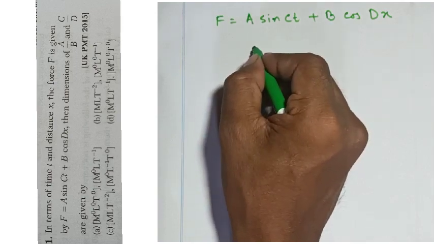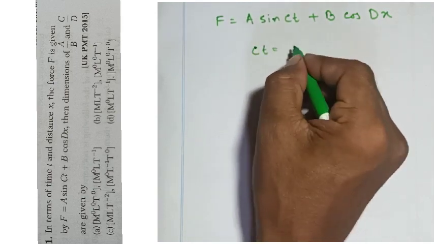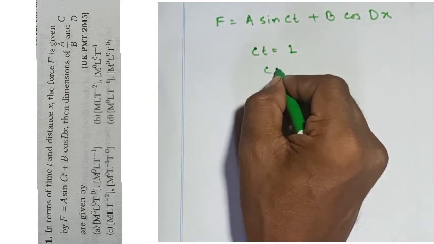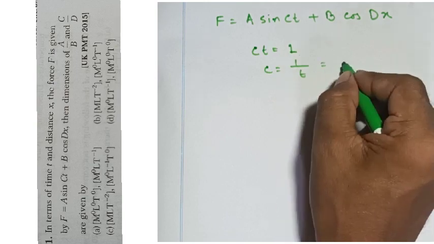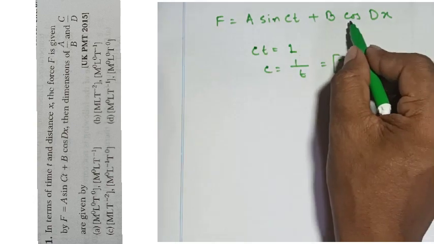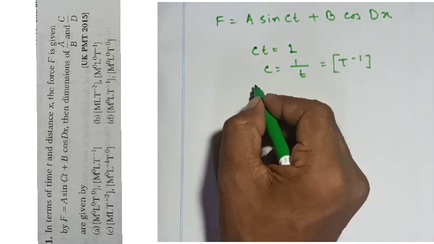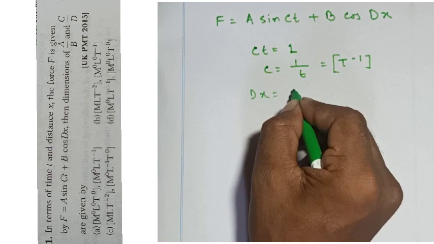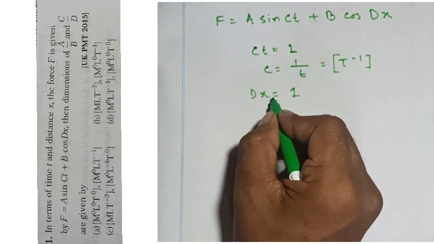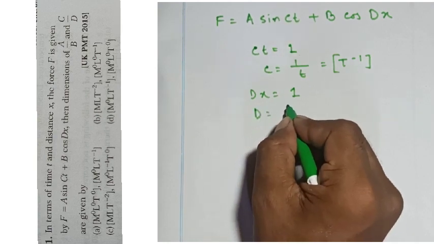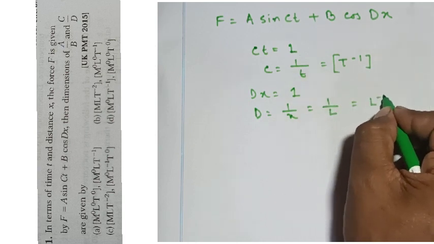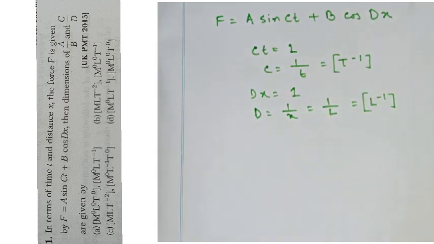So as we say that ct equals 1, we calculate the dimension of C is 1 by t, and the dimension is t to the power minus 1. And another thing is that here B cos dx, and we also say that dx equals 1 because dx does not carry any dimension and x is the distance. So D is 1 by x, that means 1 by L, which means L to the power minus 1. This is the dimension of D.